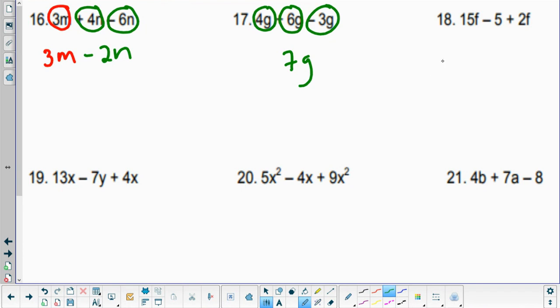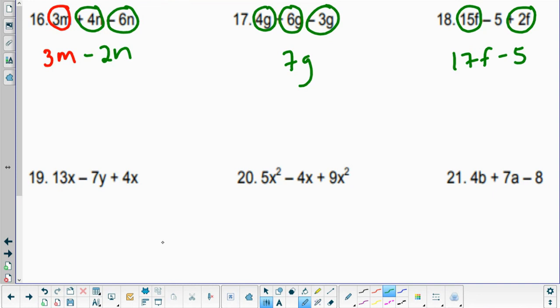Okay. For 18, we have one that has an f, we have a constant, and we have another f. So what you want to do is you want to put your letters first, and you always want the constant by itself at the end. So 15f plus 2f, that gives us 17f. And then our minus 5, we just kind of move to the end.